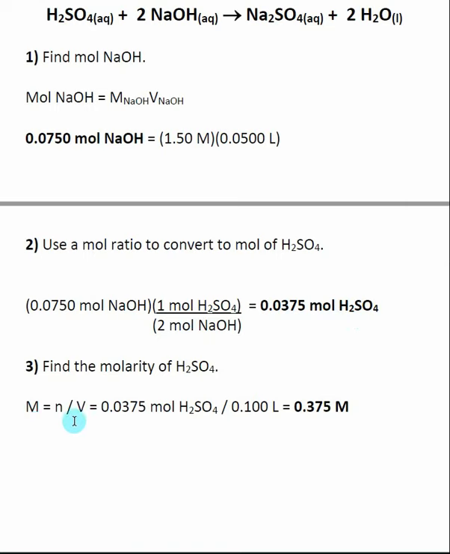To find the molarity, it's moles divided by volume. We know how many moles of sulfuric acid were inside of our initial sample. We then divide that by the volume of our initial sample, and once again, remember, we're not involving the volume of NaOH that we use to do the titration. We say of that initial sample that we had, that was 100 milliliters or 0.1 liters. So remember, we always want to convert from milliliters to liters, and what we end up getting is that our concentration of H2SO4 is 0.375 molar.